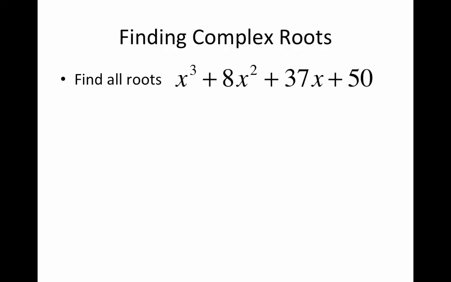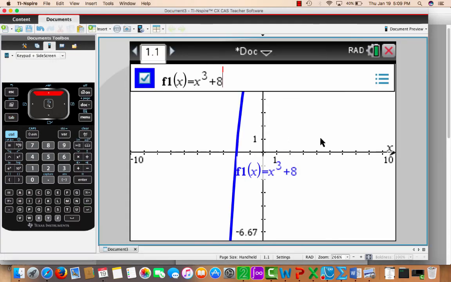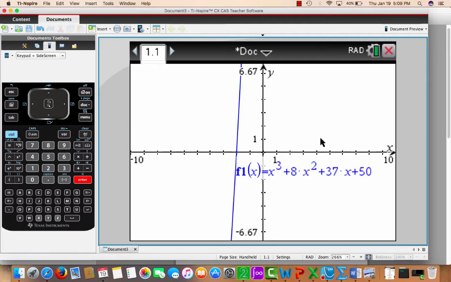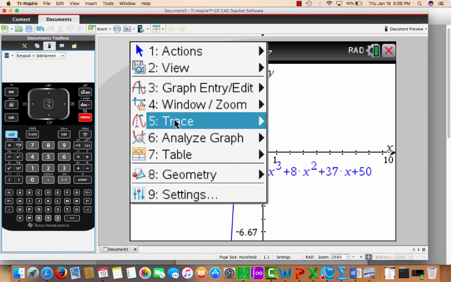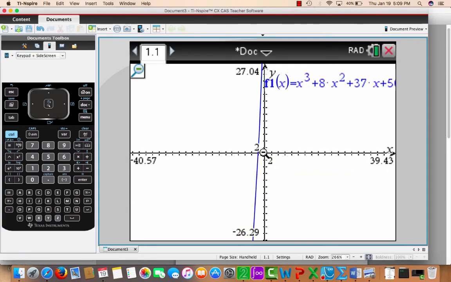Okay? Let's look at the next one. x cubed plus 8x squared plus 37x plus 50. All right, let's do the same thing. Let's graph that to help us out. x cubed plus 8x squared plus 37x plus 50. Okay, well, I don't see any other x-intercepts except this one. Let's just zoom out and make sure that there's no other places where this graph maybe... Nope, doesn't look like it hits the x-axis anywhere else. Looks like it only hits it at negative 2.